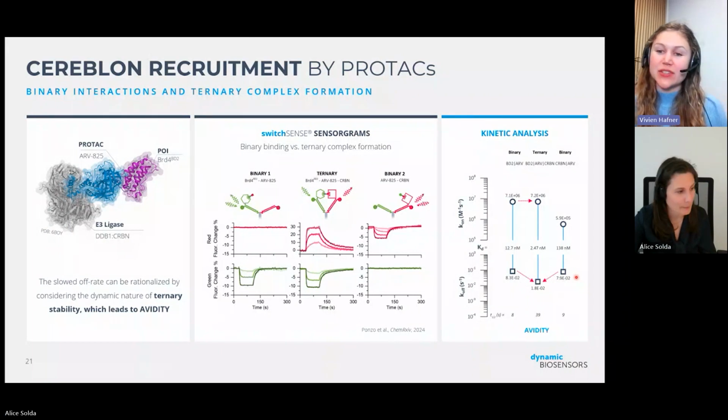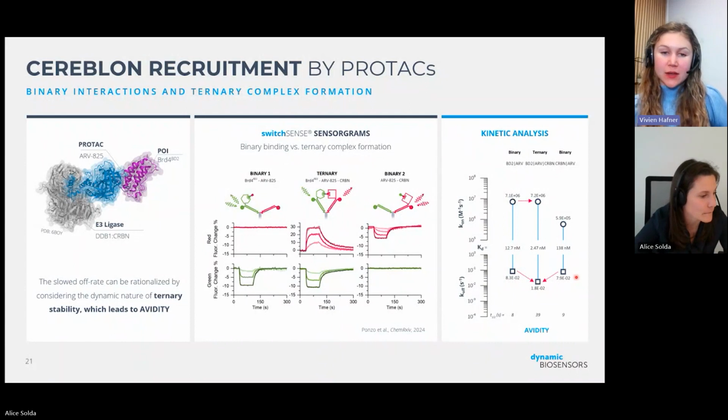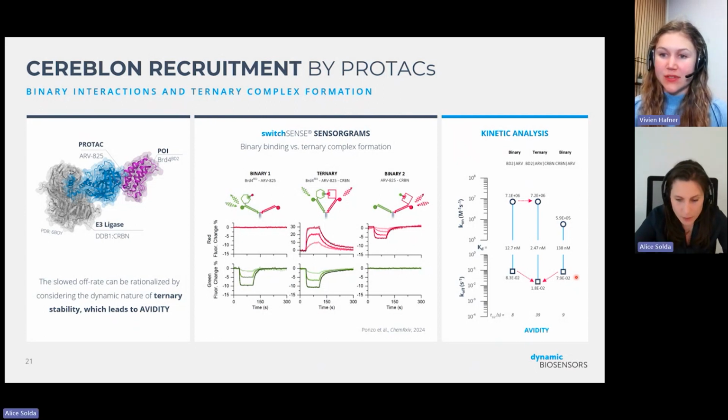Then there are some questions about whether targets that bind DNA could affect this proximity effect. So if we think about transcription factors, for example, or any proteins that have DNA binding domains.